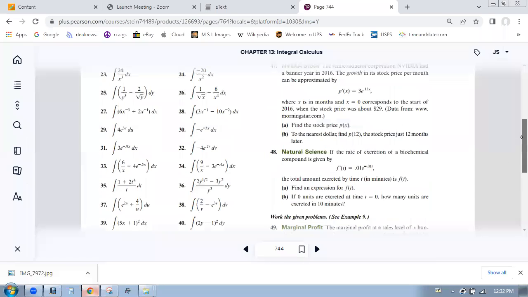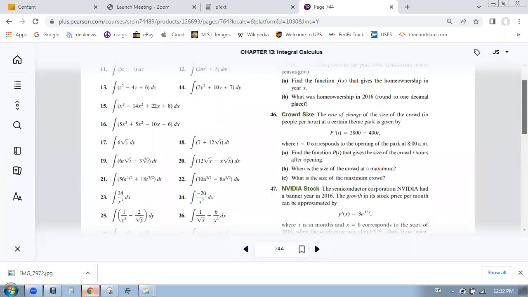Let's work some of these. Do like number 46 here.